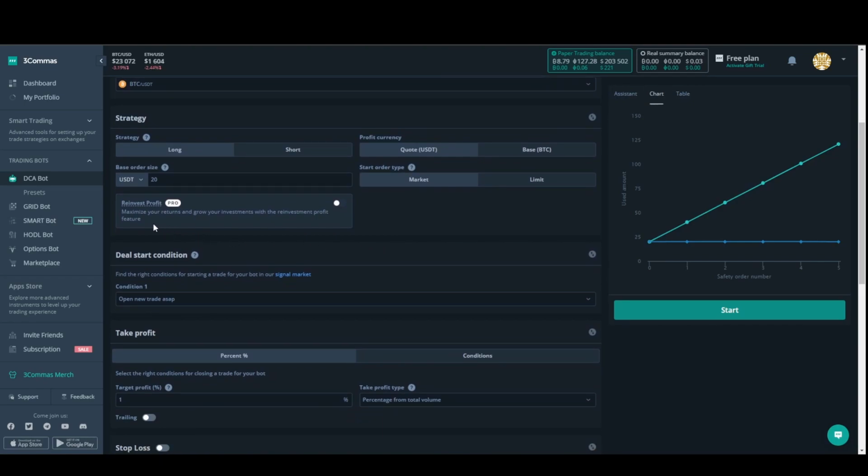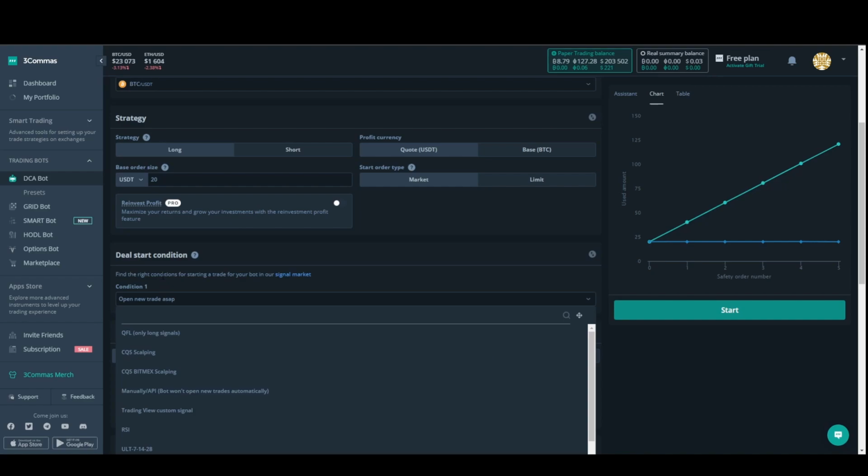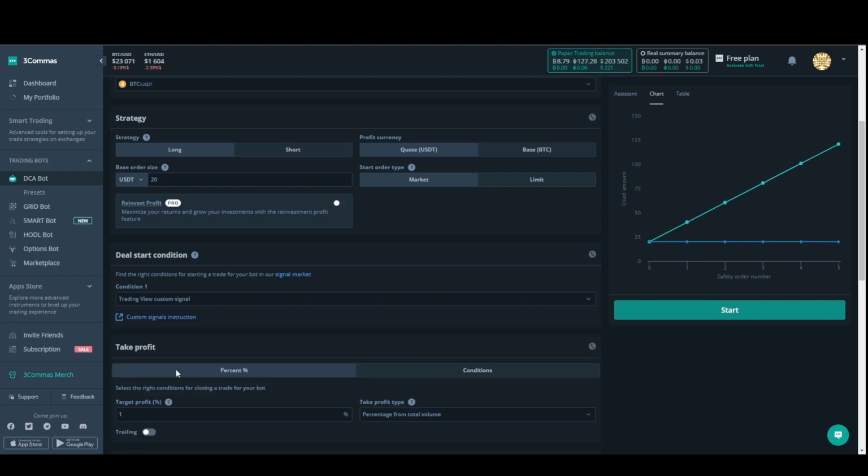So this is what I was talking about, well, this is not what I was talking about, but this is a feature you can use on 3Commas where you can reinvest your profit, right? Maximize your returns and grow your investments with the reinvestment profit feature. You'll need that if you have a pro account. Like I said, this is just kind of turning into a tutorial, but for the deal start condition, we will choose TradingView custom signal.